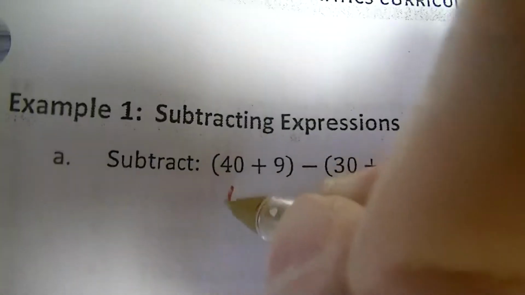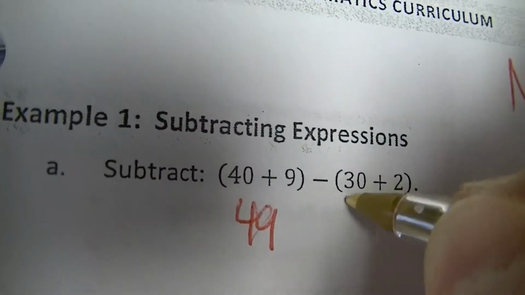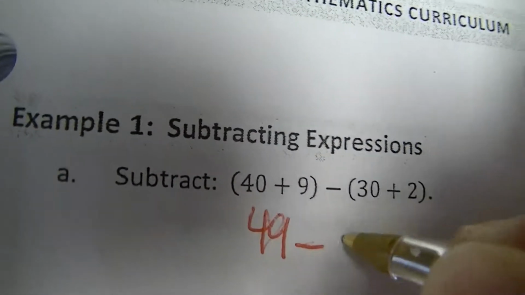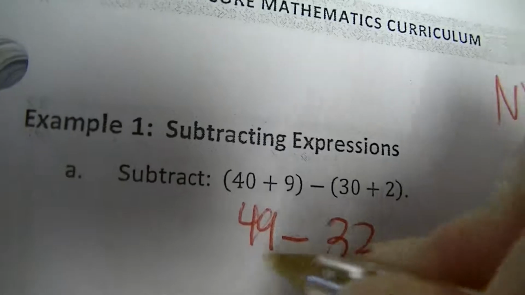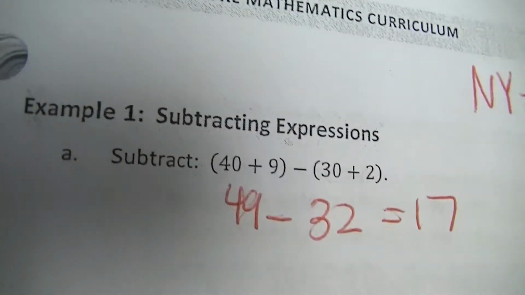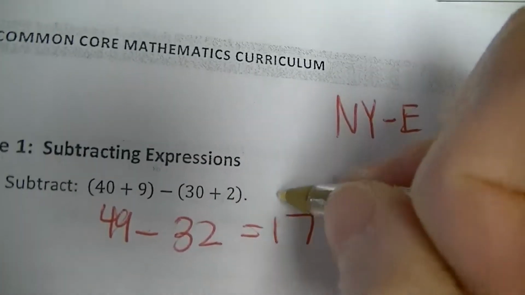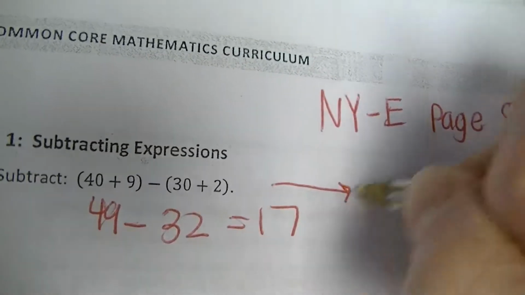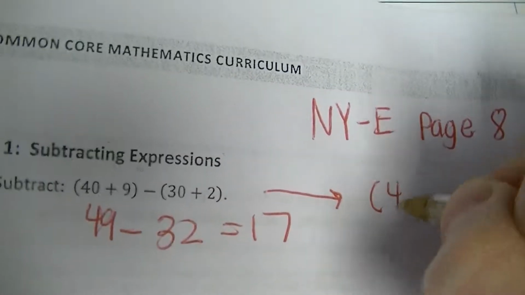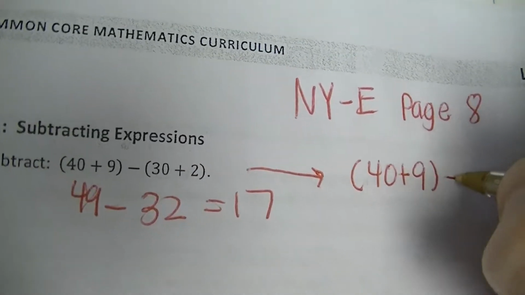So 40 plus 9 is 49. And then you're going to subtract 30 plus 2, which is 32. And then 49 subtract 32 is 17. Okay? But I also want to show you that the distributive property is also going to work. So I'm going to rewrite everything and show you that. Okay?